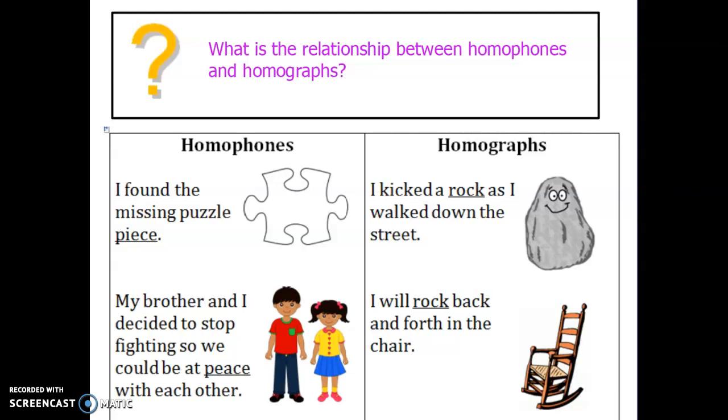On the left, you will see an example of a set of homophones. This is what we learned earlier this week. Homophones sound the same, like peace and piece, but they have different meanings and they are spelled differently. Today we're going to look at homographs, like rock and rock. This time they sound the same, they're spelled the same, but they do have different meanings, like rock as in the stone, or rock as in to rock back and forth, such as on a rocking chair.